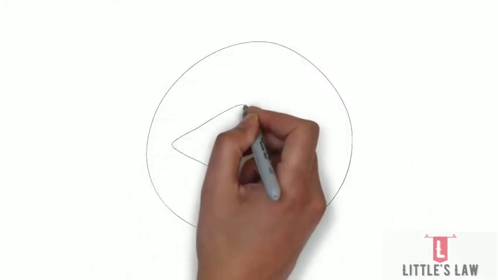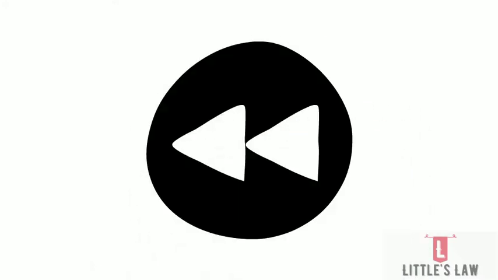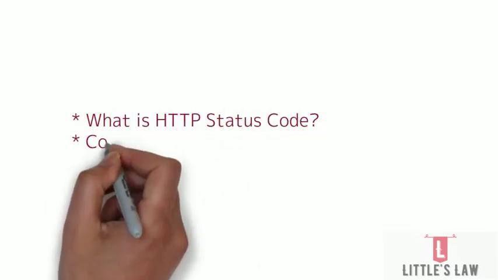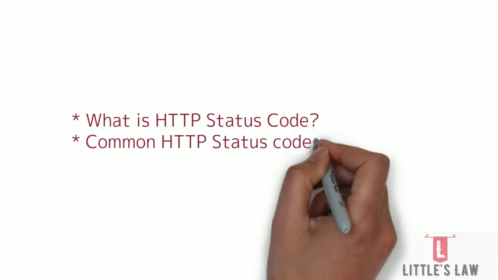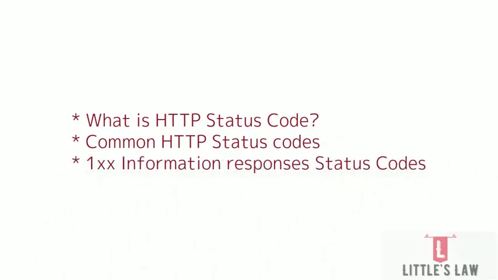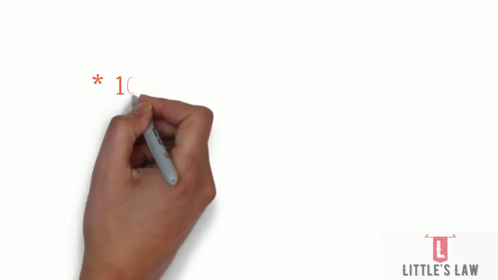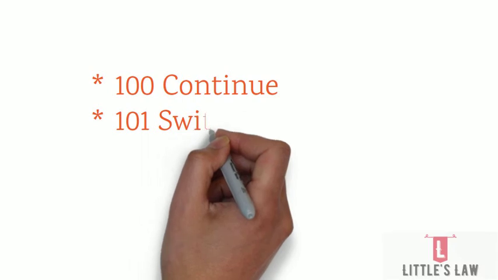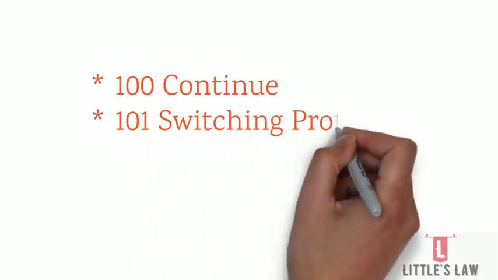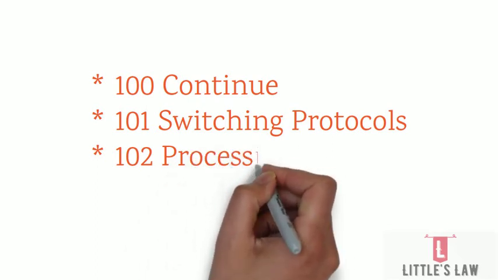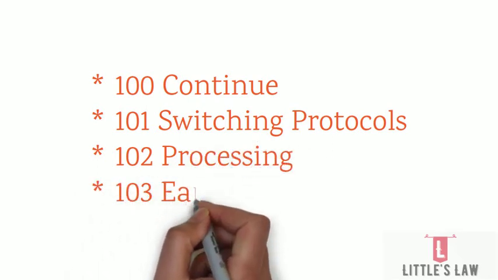In our last video, we saw what HTTP status codes are and the common HTTP status code classes. We also saw the 1XX informational responses, which are 100, 101, 102, and 103. So let's do a quick recap before we continue this session.